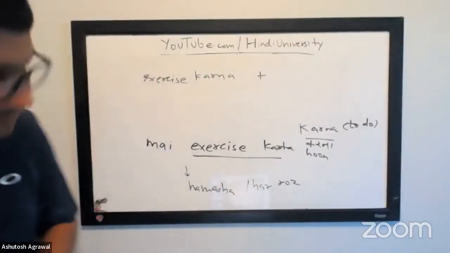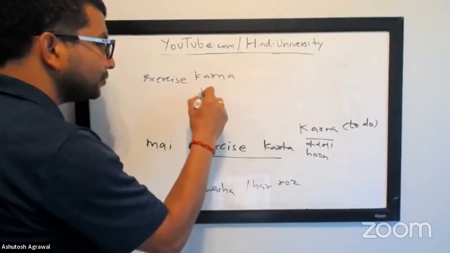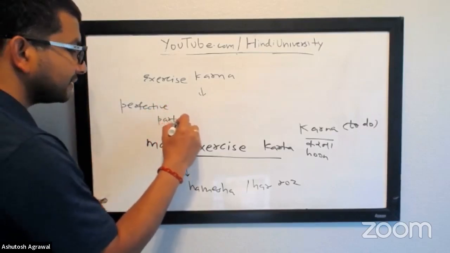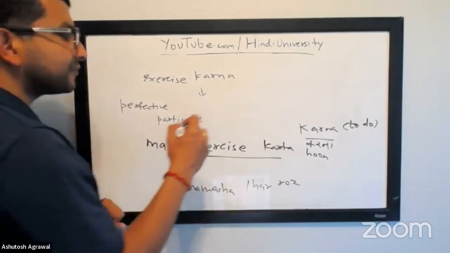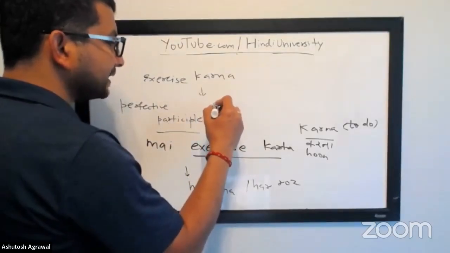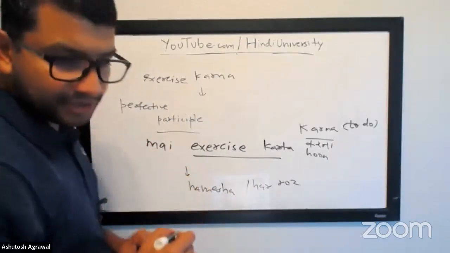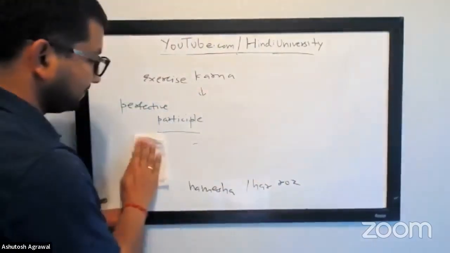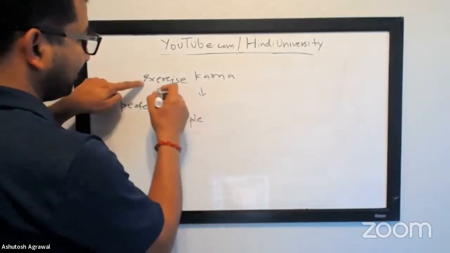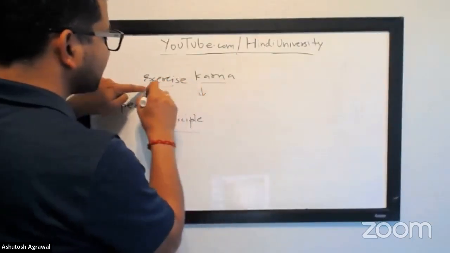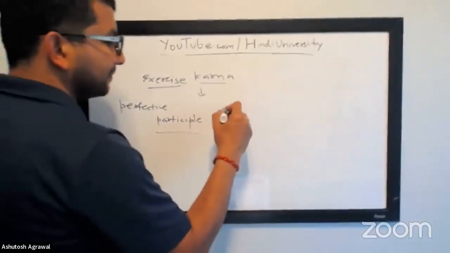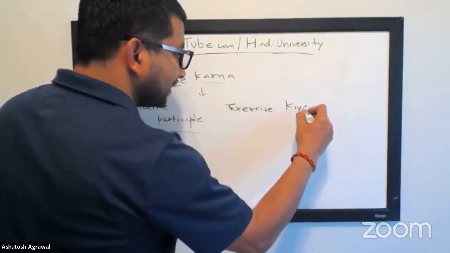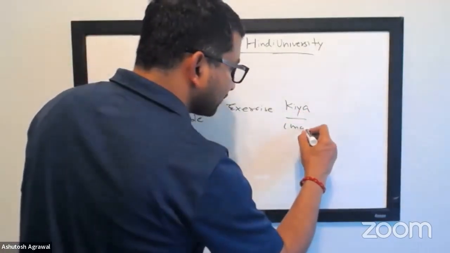What I will do is, I will change this verb into perfective participle, which is basically nothing but the past form. Okay, what is the past form of this in a masculine sense? Let me ask Uniji. You want to use this verb. What is the past form of exercise karna? Exercise kiya. Very good. The past form of exercise karna is exercise kiya. Okay, and that is basically the masculine version of it.